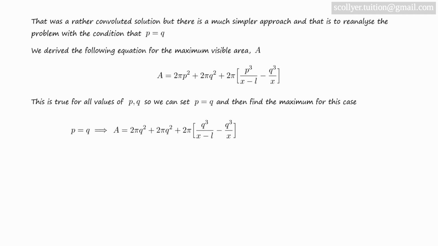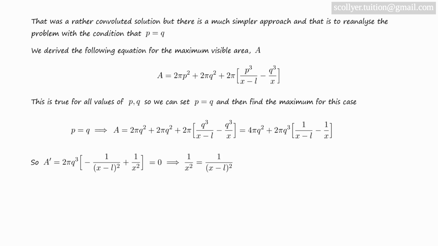And when we set p equal to q, we find that A equals 4 pi q squared plus 2 pi q cubed into 1 over x minus L minus 1 over x. And now we find the derivative of A, set it equal to 0, solve the resulting equation to find that x equals L over 2, as we expected.